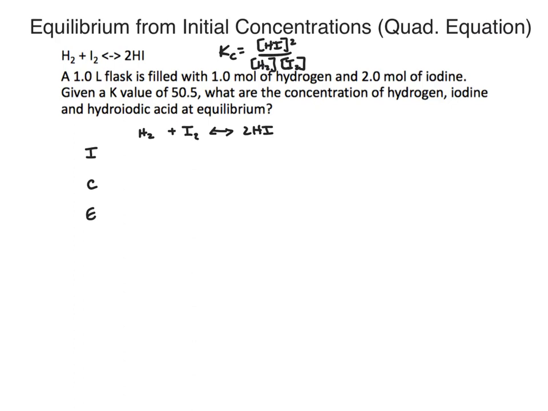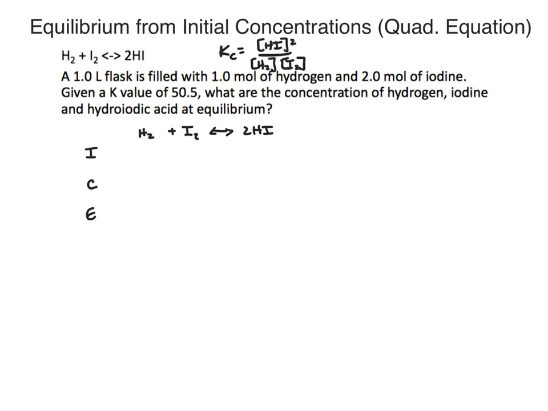If we look here, they told us that we have a 1 liter flask and we have 1 mole of hydrogen and 2 moles of iodine respectively. Notice the moles and the liters are obviously not molarity, which is what we need here, but we're going to go ahead and find out those values.